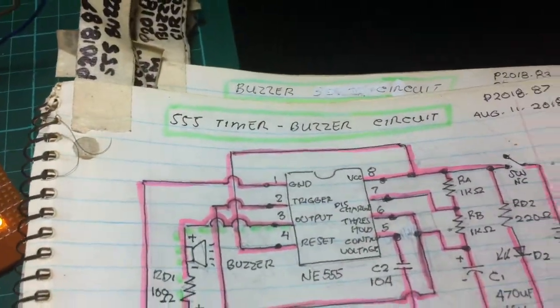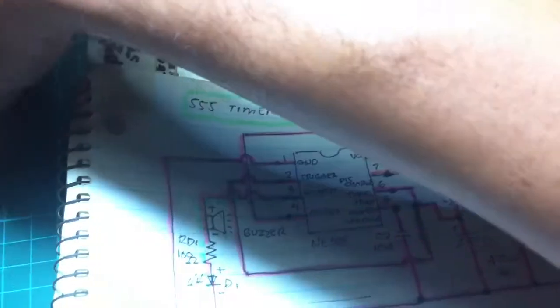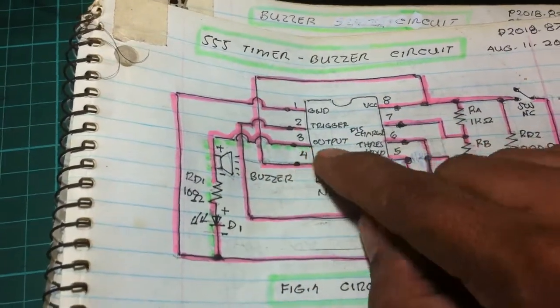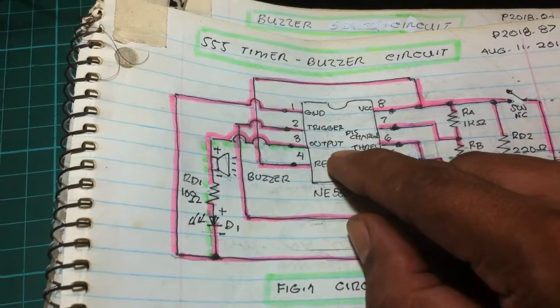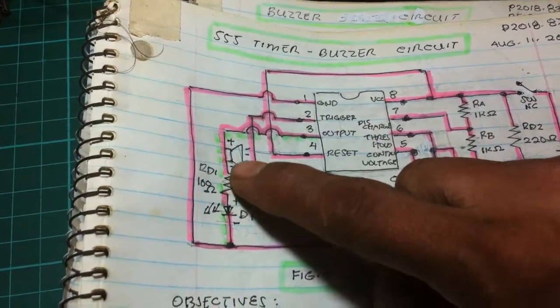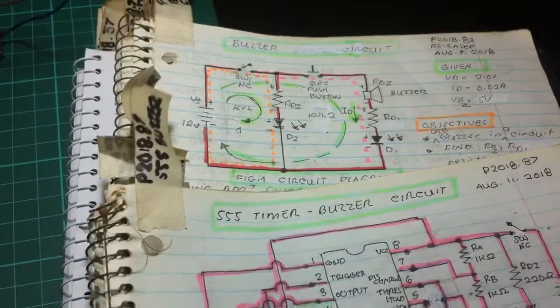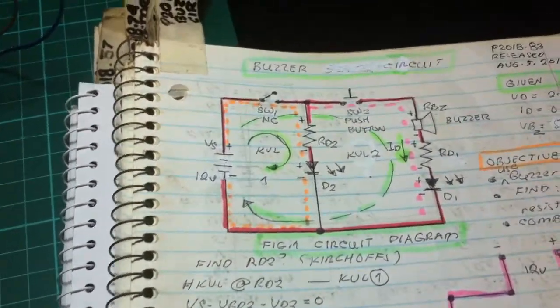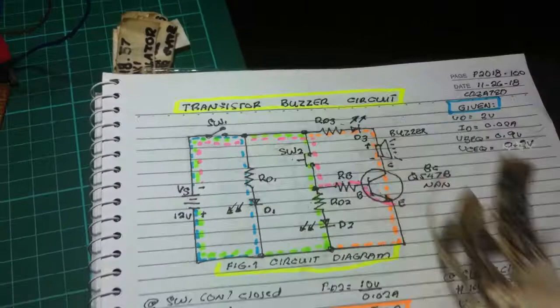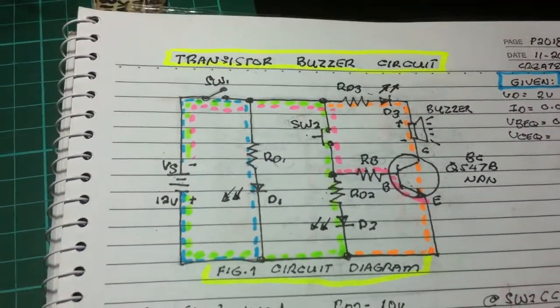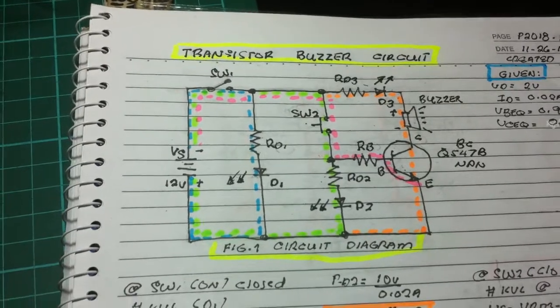So this one is a 555 timer buzzer circuit, and the buzzer is connected to pin 3 of the 555 timer chip in series with the resistor and an LED. Previous circuit, also a previous circuit, and let us discuss the current flows of our new transistor buzzer circuit.